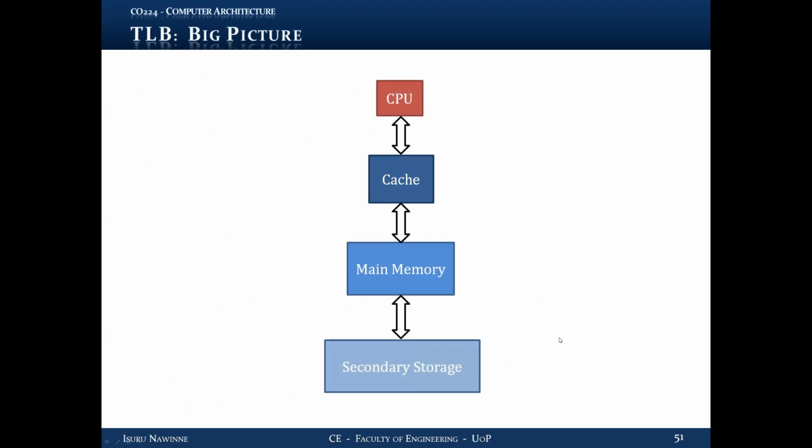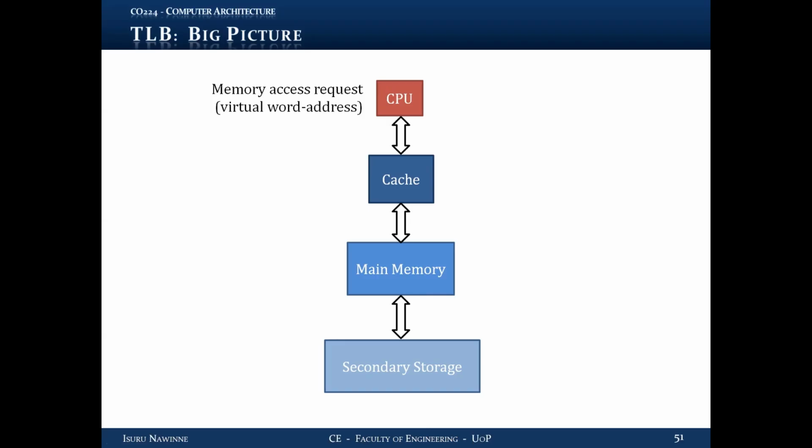Right, so to wrap up, let's have a look at the big picture: how the TLB fits into the overall picture of memory accessing, the memory hierarchy that we have learned so far. This is the memory hierarchy. CPU is at the top. It thinks the memory is large and fast, and it directly accesses the cache. Main memory is behind it. Secondary storage is behind main memory. A memory access request is generated by the CPU, or the program running on the CPU.